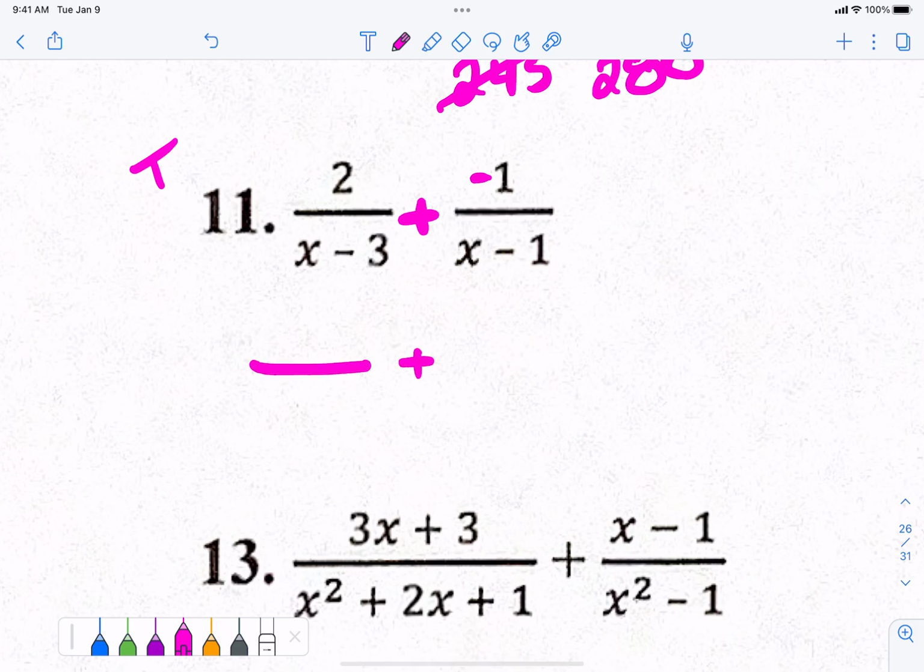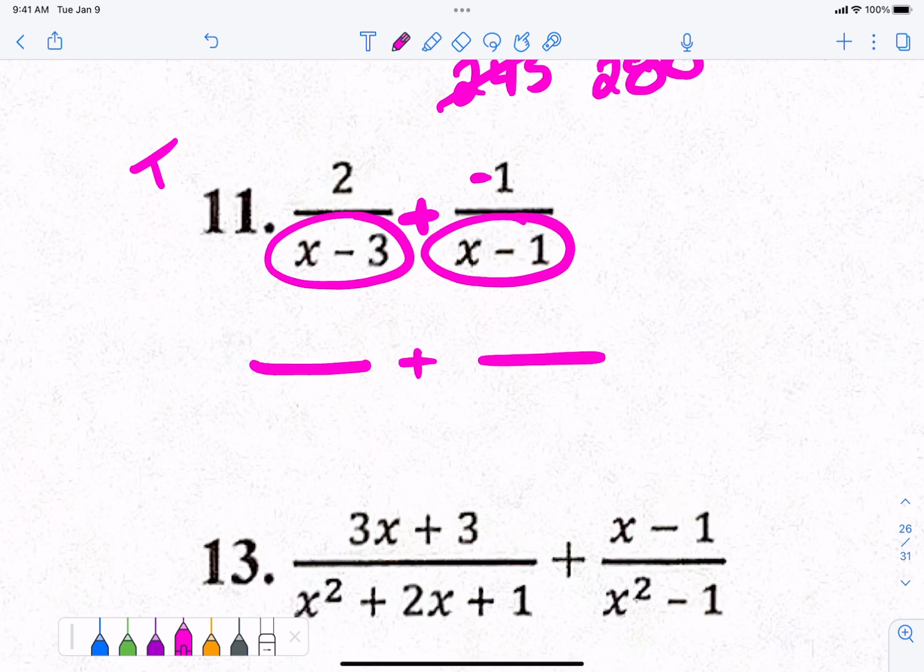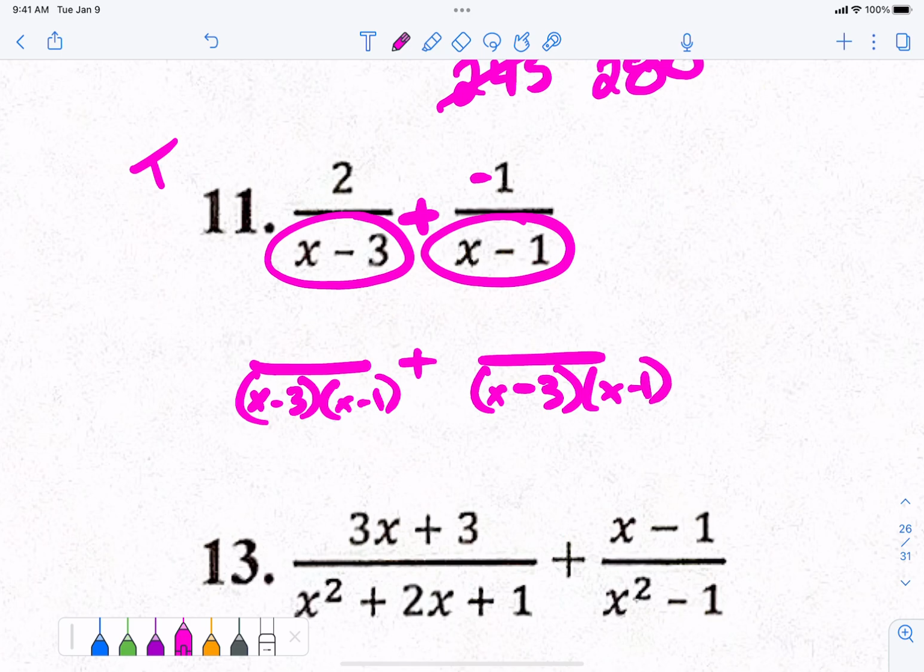So I've got this guy plus this guy. I'm looking at these two bottoms. What should your common denominator be? X minus 3 and x minus 1. I need each one of them, so I just list them both: x minus 3, x minus 1. And I have 2 and negative 1 on the top. Let's find out what they need.